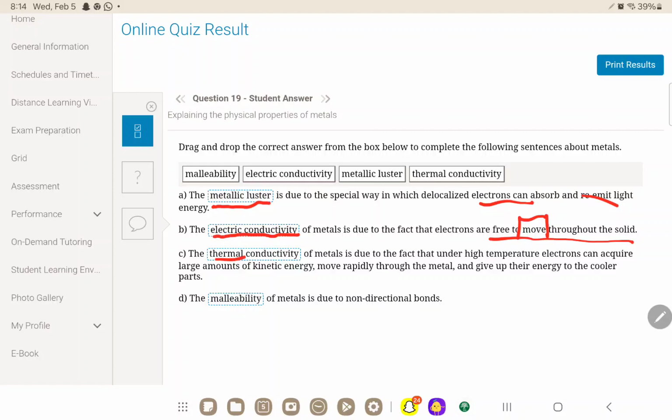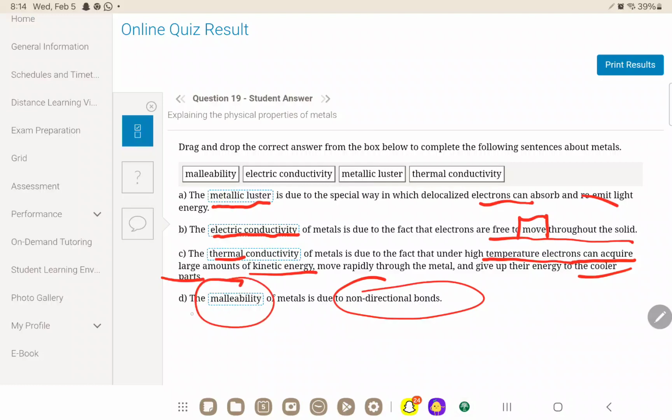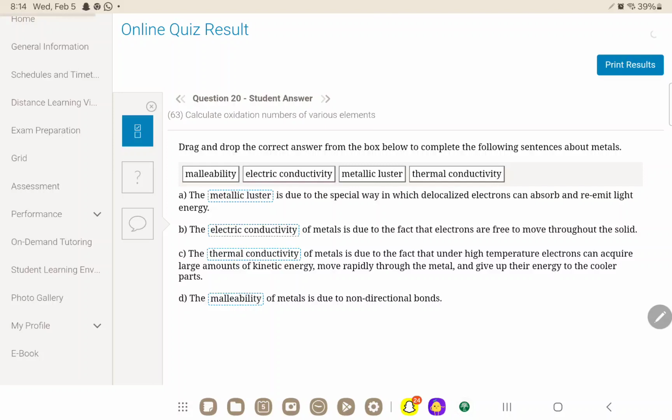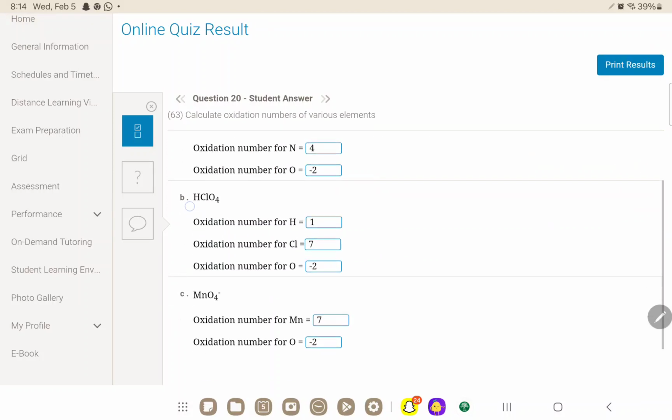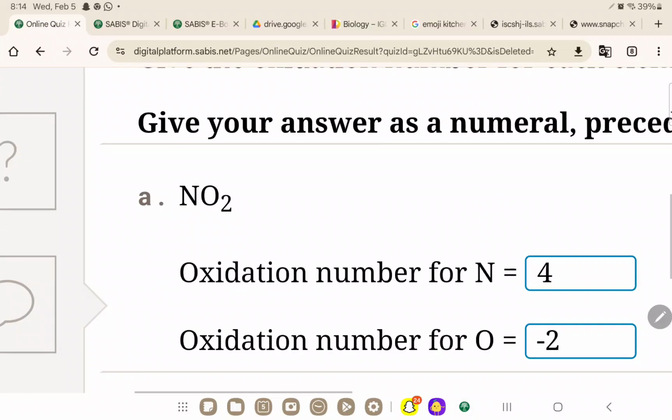Thermal conductivity is because at high temperatures, the electrons can acquire kinetic energy. Then when they move rapidly through the metal, they give their energy to the cooler parts. This is pretty obvious. Malleability is because of non-directional bonds. Whenever you see the words non-directional bonds, it's because it's malleable. This question, of course, we already know, but let's do it really quick.